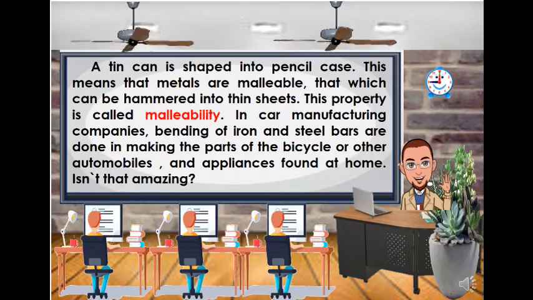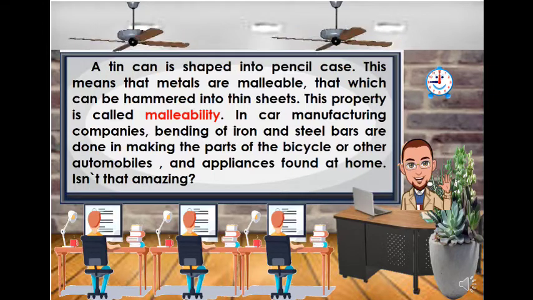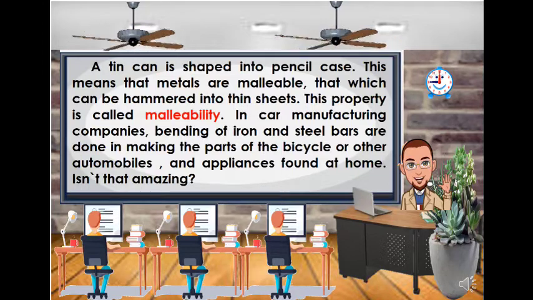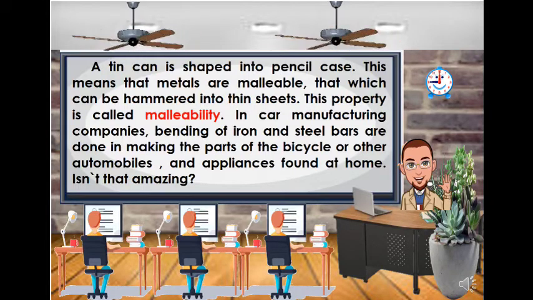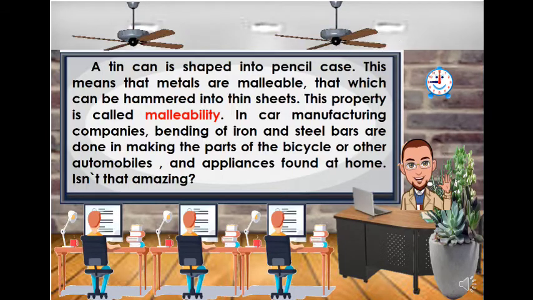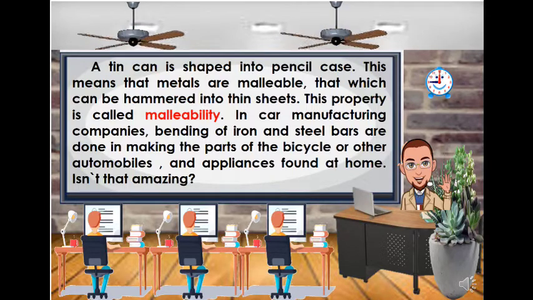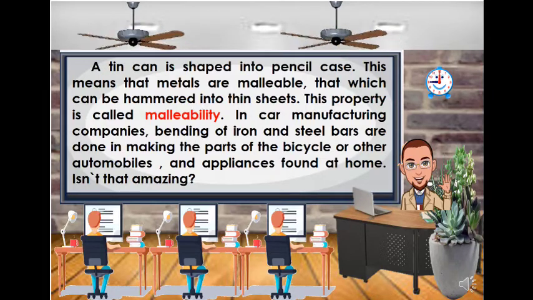A tin can is shaped into a pencil case. So yun yung nasa poem kanina, nakapulot siya ng tin can at hinammer niya to make it a pencil case. Siyempre, yung mga pwedeng makasugat sa gilid-gilid, kailangan i-hammer mo yon in order that it will not make a cut on your skin, para hindi siya makasugat. This means that materials are malleable, that which can be hammered into thin sheets. This property is called malleability. So yun, nahahammer siya into thin sheets.